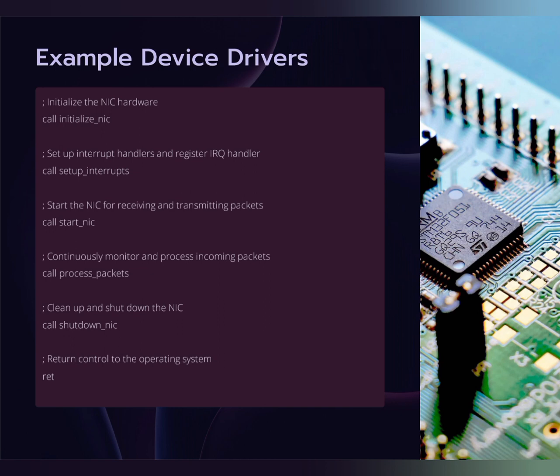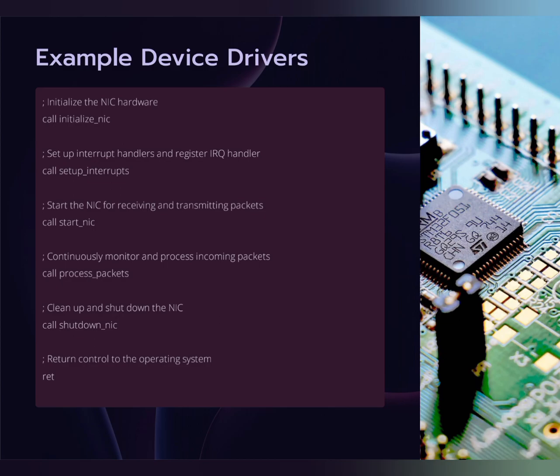A real-world example of assembly language programming can be found in the development of device drivers. Writing a device driver often involves programming in assembly language to directly access and manipulate the hardware registers and interface with specific devices. As you can see in the code shown on your screen, the assembly code represents a device driver for a computer network interface card. The code initializes the NIC hardware, sets up interrupt handlers, and starts the NIC for packet transmission and reception, continuously processes incoming packets, and finally shuts down the NIC properly. This example demonstrates how assembly language programming is used to directly interact with the hardware registers and interface of a specific device to implement low-level functionality required by the device driver.